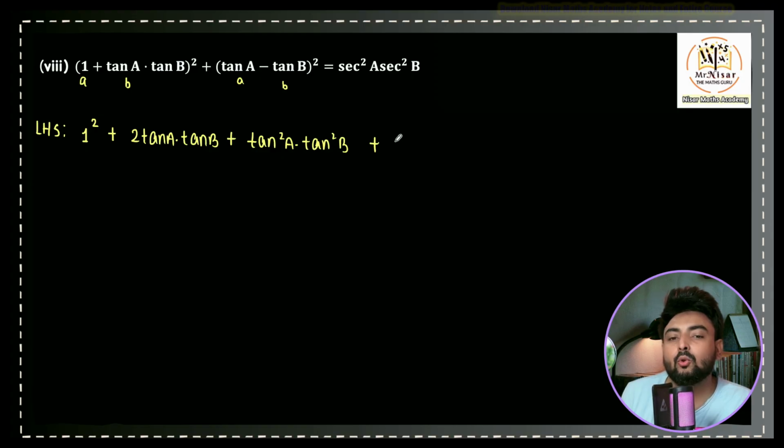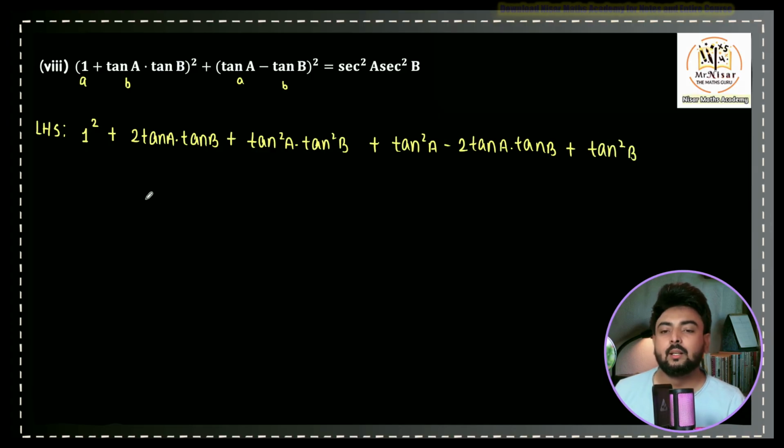Plus (A minus B) whole square. It will be A square minus 2 into tan A into tan B plus B square. Then can you see here, plus 2 tan A tan B and minus 2 tan A tan B, these both will get cancelled. So what is remaining now, children?